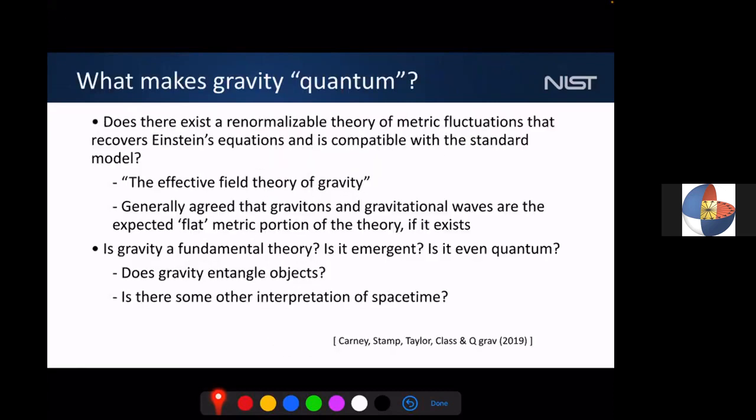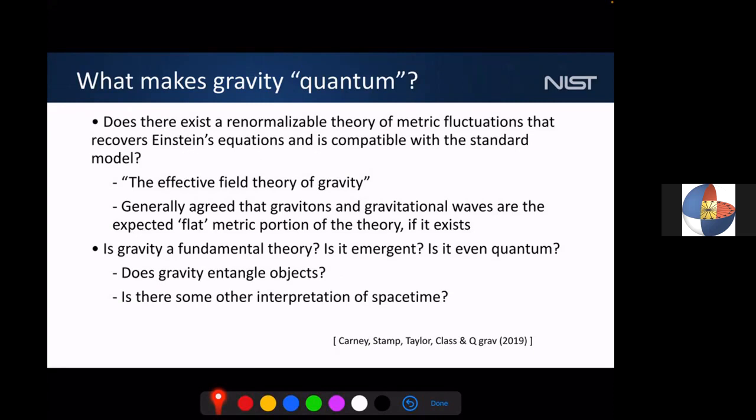And I think it's also important, when we talk about quantum gravity, that we come to some sort of agreement about what we mean by quantum gravity. I don't have all the answers. We talked about this quite a bit in a piece from about 2 years ago now in Classical and Quantum Gravity that Dan Carney, my old postdoc, and Phil Stamp and I wrote. If you want the depth of this talk in paper form, I do encourage you to read that paper. It has a lot of this material in it.